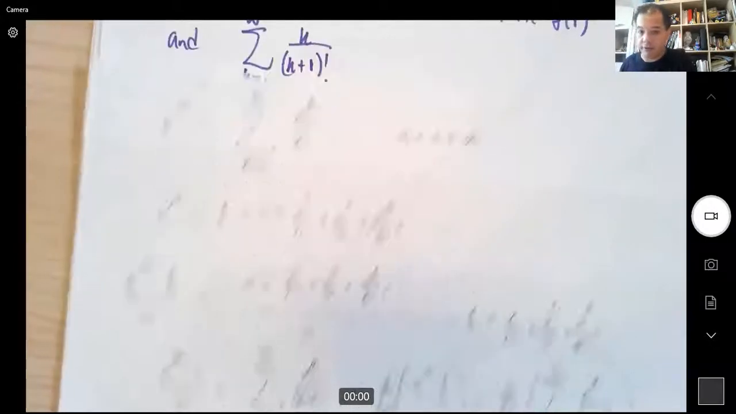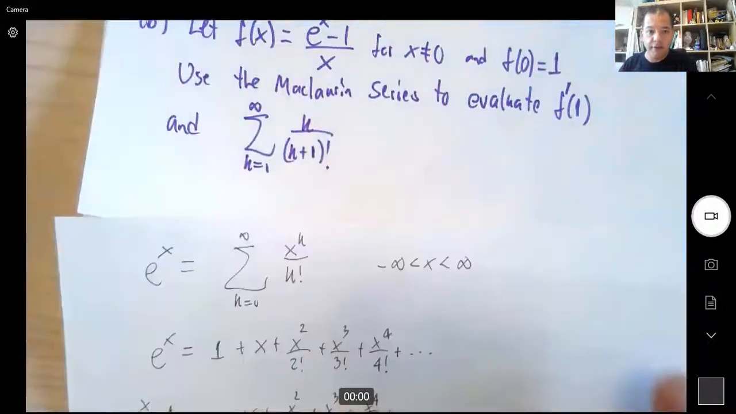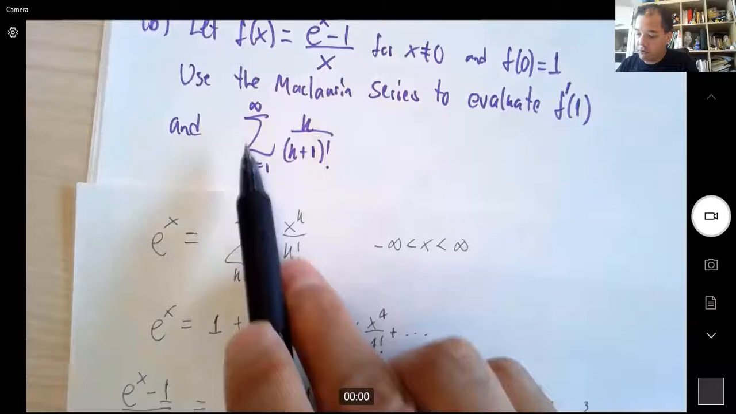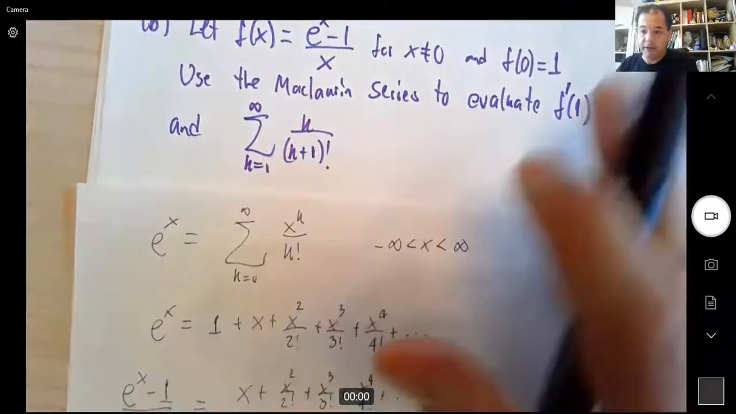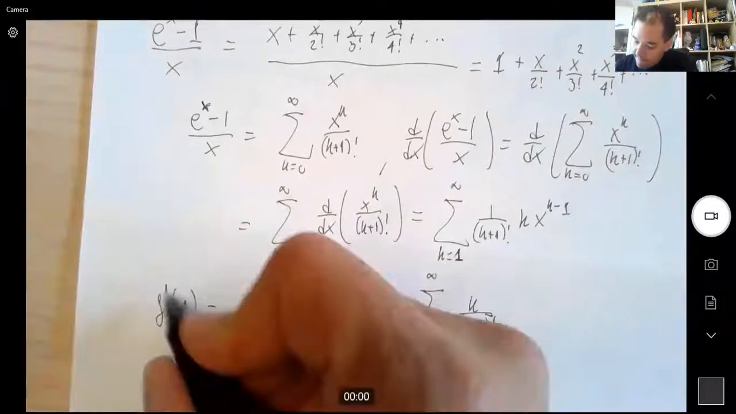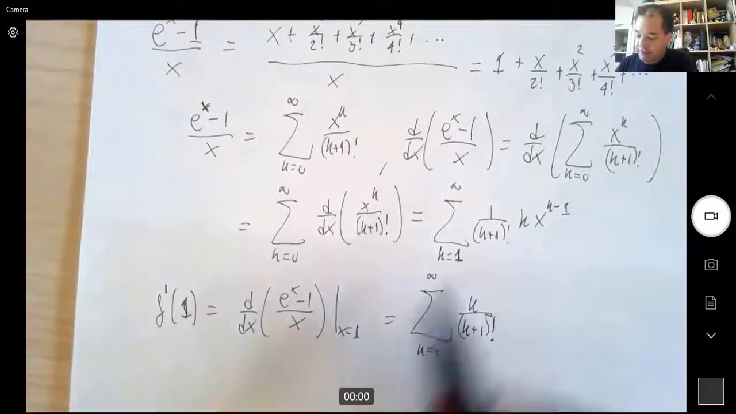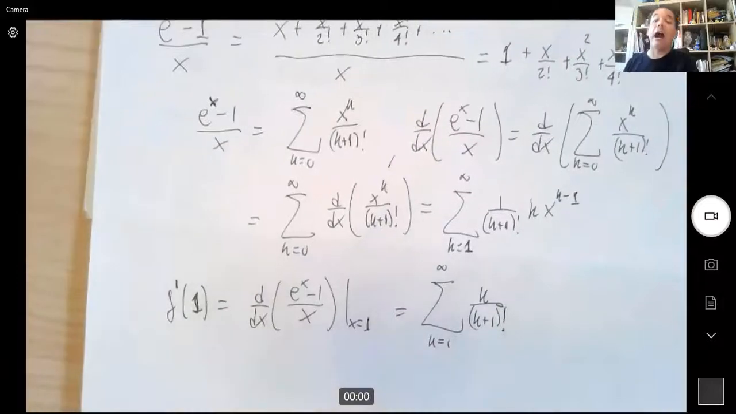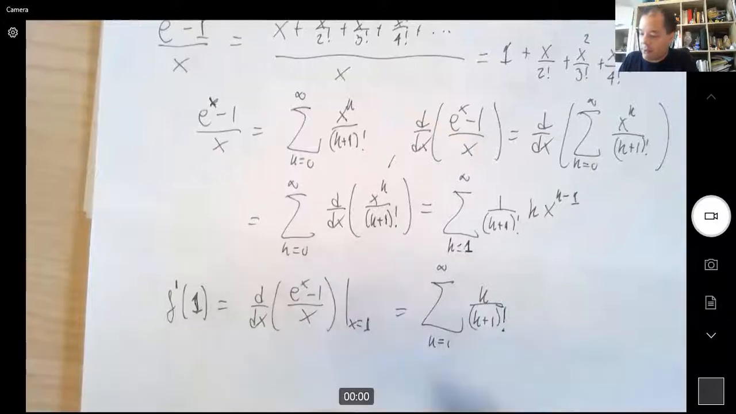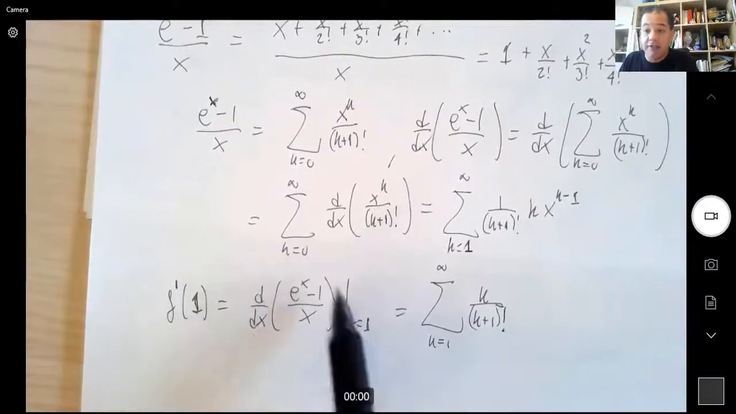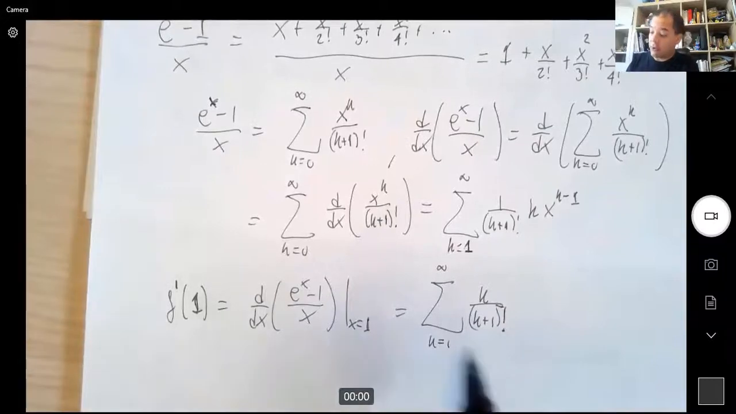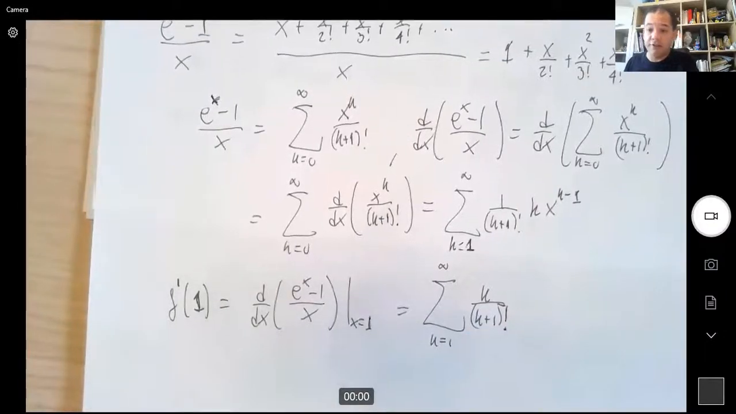Which was actually part of the question. Let's go back to what the question asked us. The question asked, use the Maclaurin series to evaluate f prime of 1 and also to evaluate this. Right? So now here's the beauty. We know that the derivative of 1 is this series. But we did it kind of like the hard way, right? We did it with the series. There was no need to do it that way. We could have just taken the derivative of this the usual way and then just plugged in 1. So now let's do that so we know what the answer to this series is.